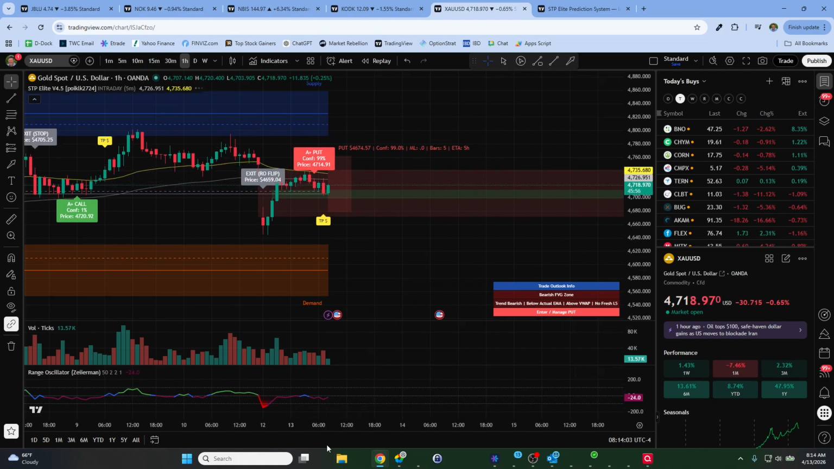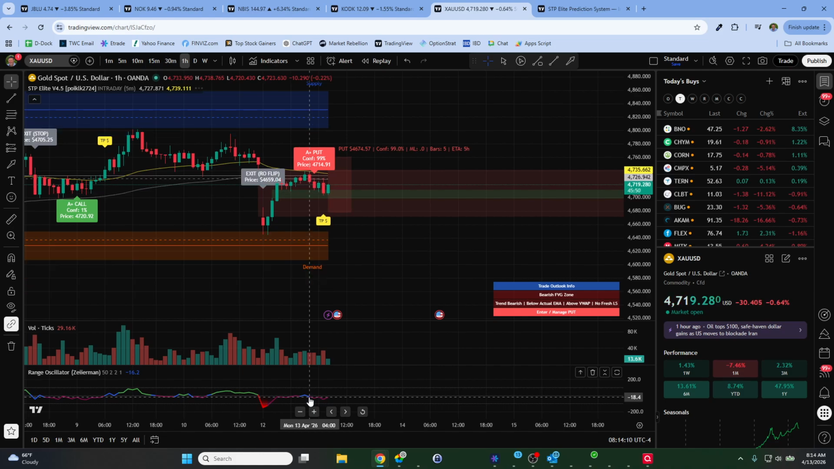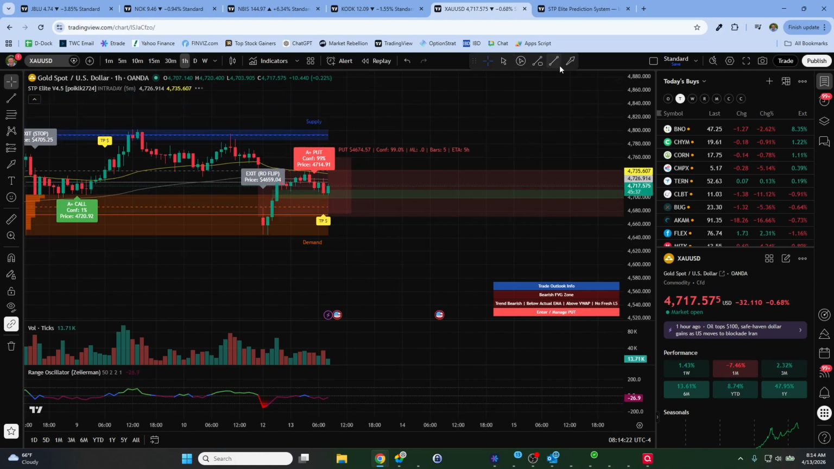You'll notice that on Monday at 4 a.m., whoops, wrong candle, at 5 a.m. today, it said there's an A plus put coming in, and now you can actually see this prediction box starting to have more confidence that a put is in play.